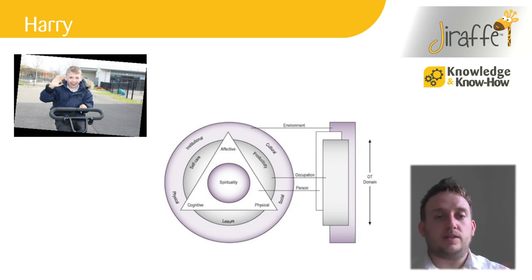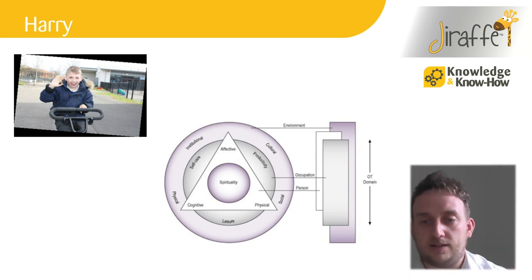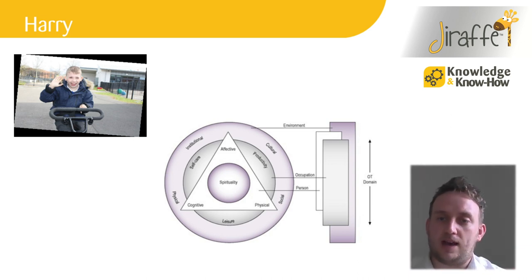So as you can see, we can start building up a picture of Harry holistically, and also we're not focusing on his disability, we're focusing on the occupation of riding a tricycle and what he wants to do and how he's going to achieve that. And how his impairments, what the barriers are around that in terms of the school, but also in terms of what he may need to support him to do so.